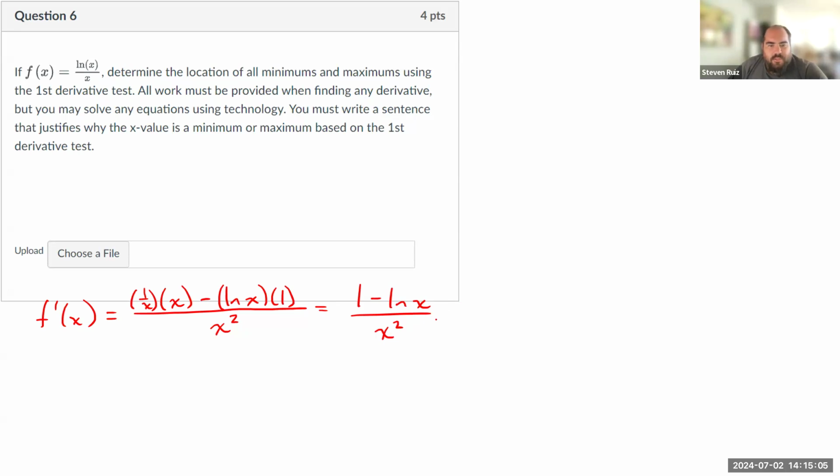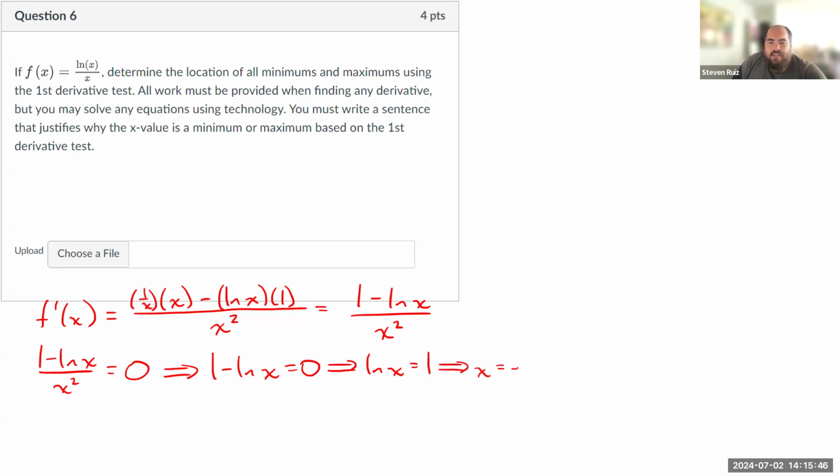So where am I going to get critical points? Basically I'm going to look for two things here. I want to look for where the derivative is equal to 0 and also where the derivative might not be defined. So where will this derivative equal 0? I'm going to multiply both sides of the equation by x squared, and then I get 1 minus natural log of x equals 0, or natural log of x equals 1, or x equals e. So that's one point. So I have one place where the derivative will equal 0.